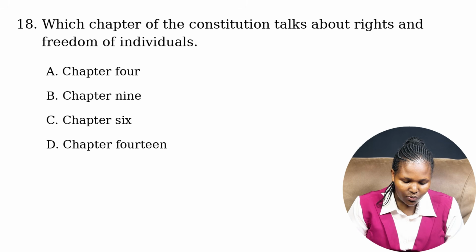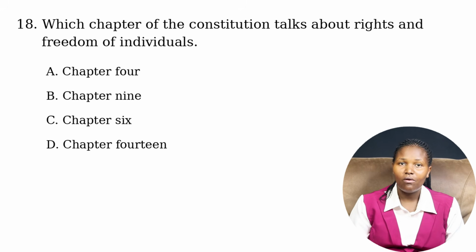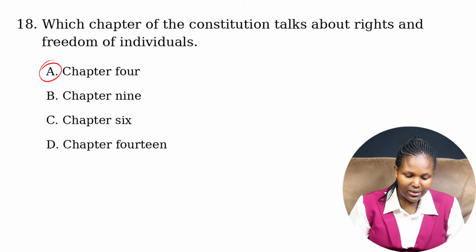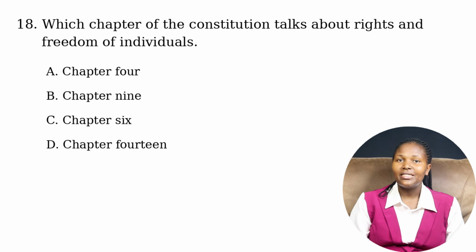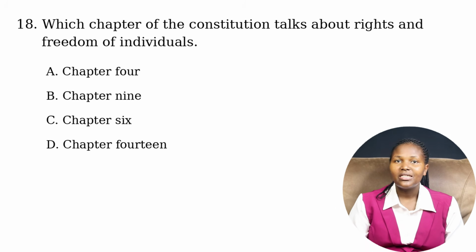So, question 18. Which chapter of the Constitution talks about rights and freedoms of individuals? That is chapter 4. Chapter 4 is the chapter of the Constitution that contains the Bill of Rights. The Bill of Rights is the one that talks about the rights and freedom of individuals, and it is found in chapter 4 of the Constitution. Then chapter 6, the other option, talks about leadership and integrity. Chapter 9 talks about the executive, and chapter 14 talks about national security. So very important to remember. The Bill of Rights, you should always remember it is in chapter 4 because that is a very common question.